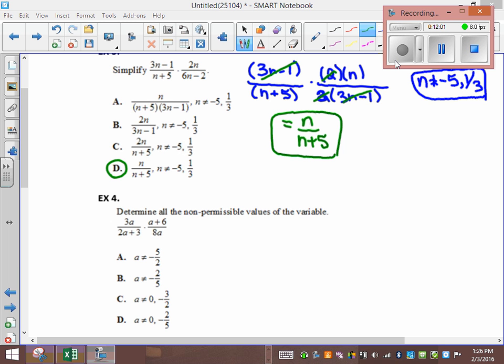Example 4 says determine all the non-permissible values. So you'd have 2a plus 3 can't equal 0. And then the 8 and the a are in their own brackets. So a can't equal 0 and 8 can't. So I don't have to worry about the 8. This would be 2a can't equal negative 3 when you subtract it over. Divide by 2. And a can't equal negative 3 over 2. So negative 3 over 2 and 0. So C.